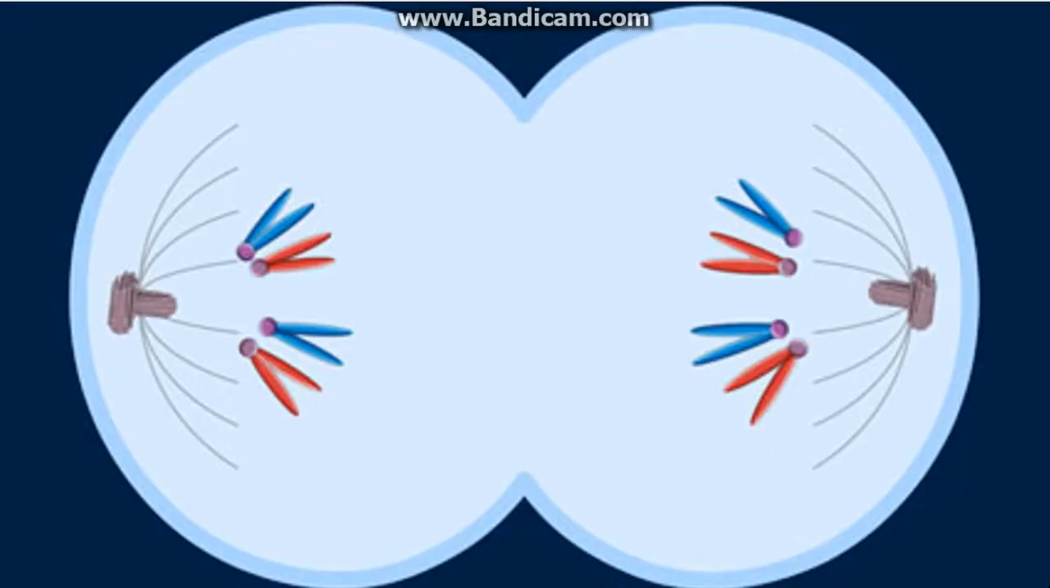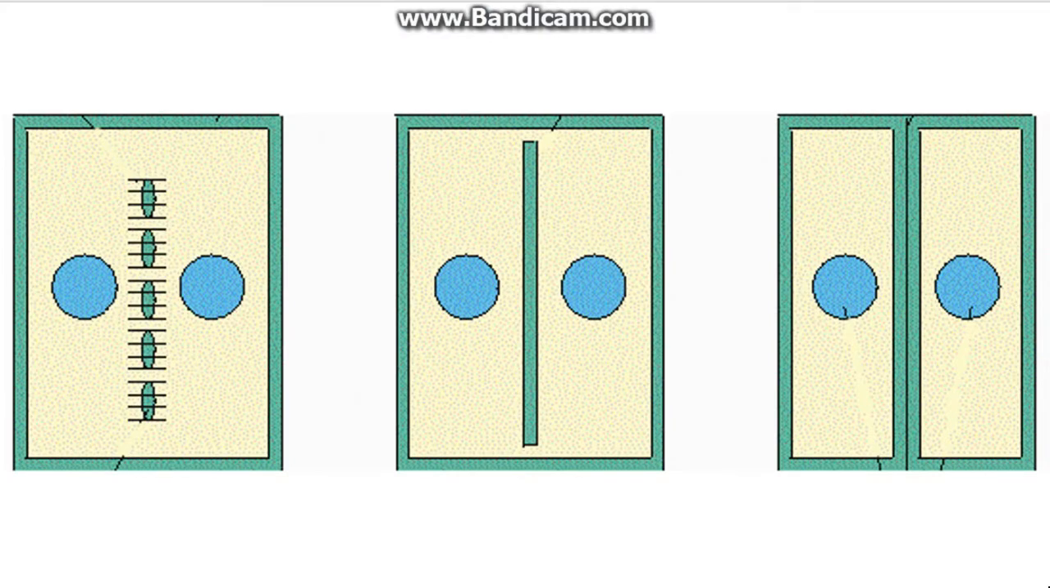Afterwards is telophase, where nuclear envelopes reform around the sets of chromosomes located at opposite ends of the cell, and the chromatin fibers of the chromosomes become less condensed. Cytokinesis begins, in which the cytoplasm of the cell is divided. In animal cells, there's a cleavage furrow, and in plant cells, a cell plate forms that divides the cytoplasm.